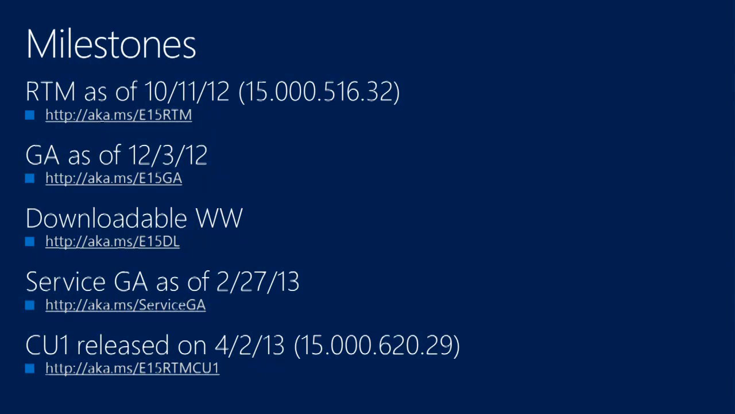Generally available means that you can purchase it. So it's been on the price list since last December. It's been downloadable worldwide. Service general availability, that happened in late February. Service general availability is when the Office 365 service went to the final version of Exchange 2013. So that's when we went to the cloud with that product. And we have released one cumulative update, which those of you who've deployed Exchange 2013, hopefully you've already downloaded and run, in particular because we require it for coexistence.